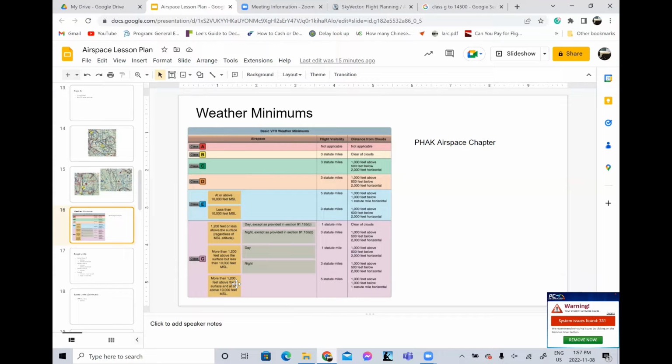Now, if you're more than 1,200 feet above the surface and you are above 10,000 feet MSL, the 5-1-1-1 rule kicks in. So 5 statute miles visibility, 1,000 feet above, 1,000 feet below, and you have to maintain 1 statute mile clearance horizontally from the clouds. If you want to reference this chart, you can open up the PHAK and go straight to the airspace chapter, and you should be able to find this.